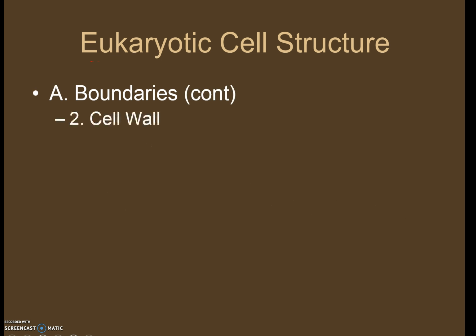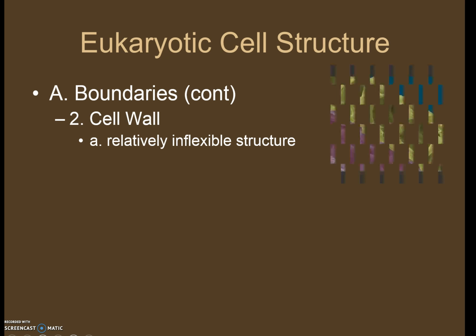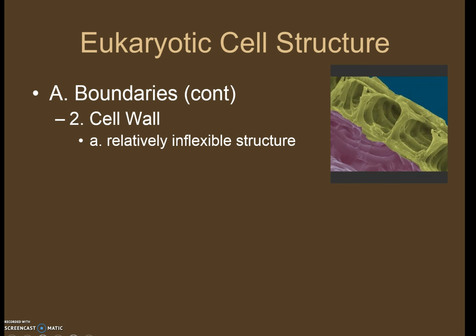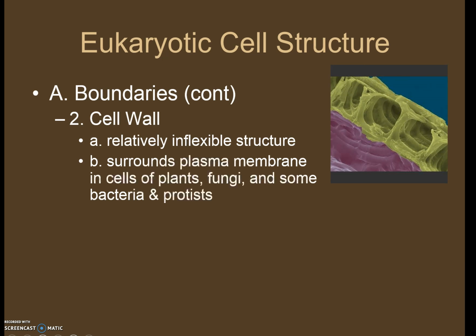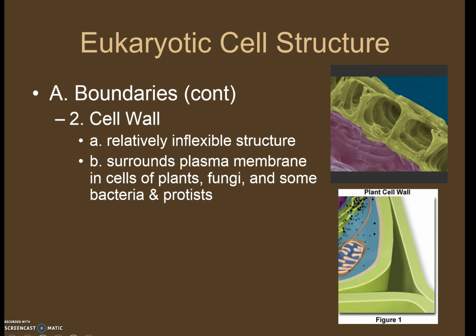Some cells, not all, will have a cell wall. Animal cells do not have a cell wall. Fungus cells do, plant cells do, many types of protist cells do, but not all of them. And the protist group is kind of a catch-all garbage group. The cell wall in eukaryotic cell structures is going to be relatively inflexible, so it's going to be pretty rigid and it's going to provide support. This does show you an electron microscope image of the cell wall. It is on the outside of the plasma membrane.